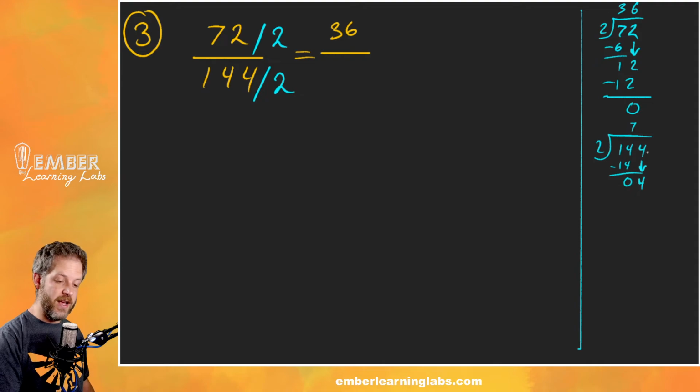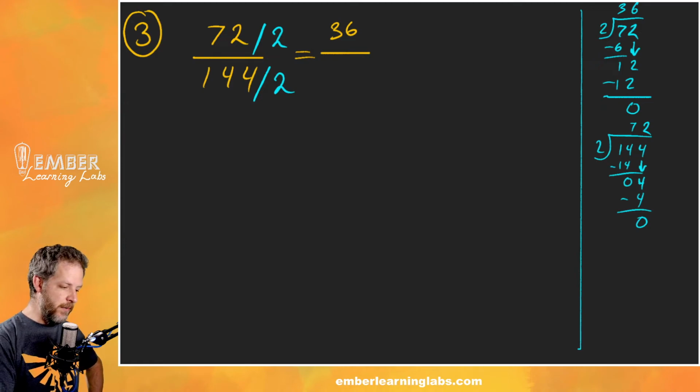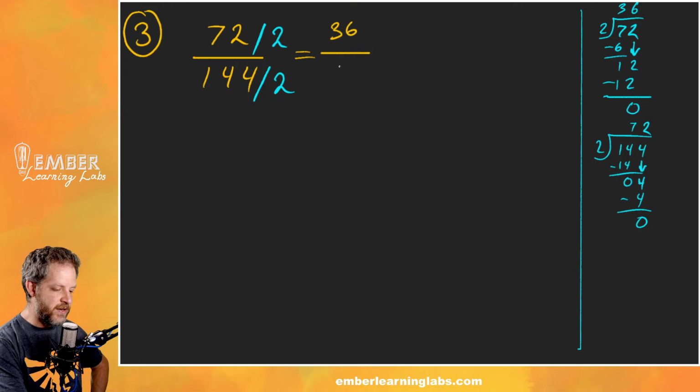2 goes into 4 is 2. 2 times 2 is 4. We subtract again, and we end up with 0. Now, so we end up with 72 in the denominator. Who'd have thunk it? Look at that. So we can save ourselves some time and trouble.